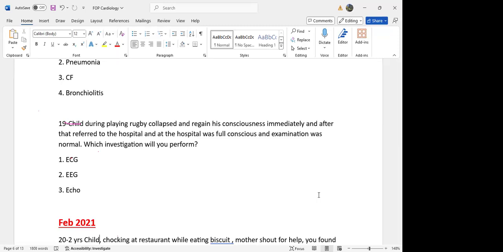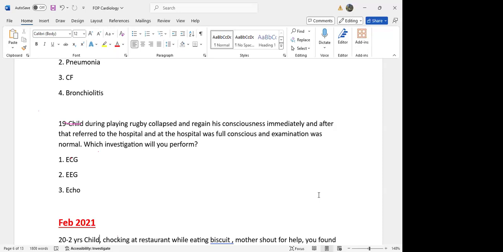Now you don't think about SVTs. Now this child collapsed. The first thing that should come into your mind is either long QT, or aortic stenosis, or hypertrophic obstructive cardiomyopathy. These three differentials should be in your mind. So he played rugby, collapsed, and regained consciousness immediately. If he regained consciousness immediately, this is most likely syncope. This collapse was not due to seizures.